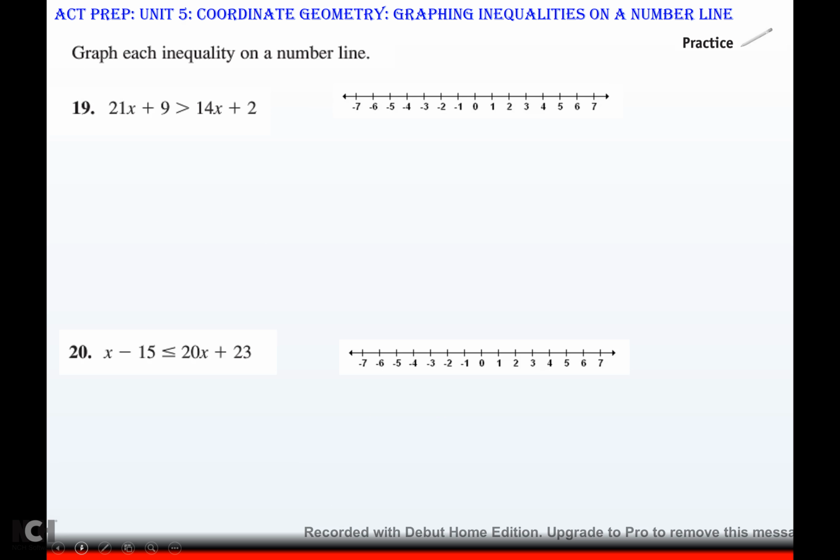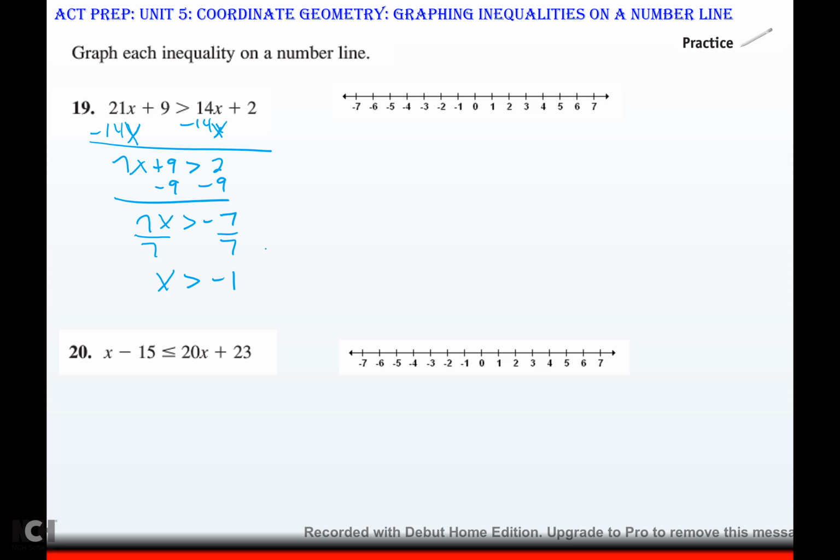Okay, 19, I'm going to minus 14x. I get 7x plus 9 greater than 2. Minus 9, 7x is greater than negative 7. Divide by 7, and x is greater than negative 1. I'm not flipping, even though I ended up with a negative, what I divided by wasn't negative, so it doesn't flip. So negative 1 is going to get an open circle, and I want all the x's bigger. That's going to be to the right.